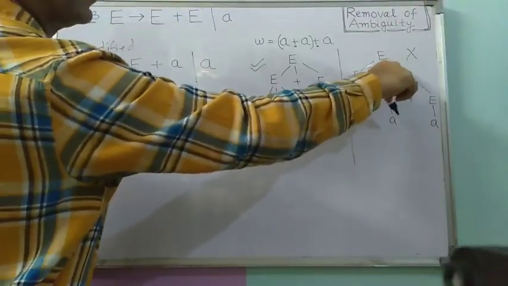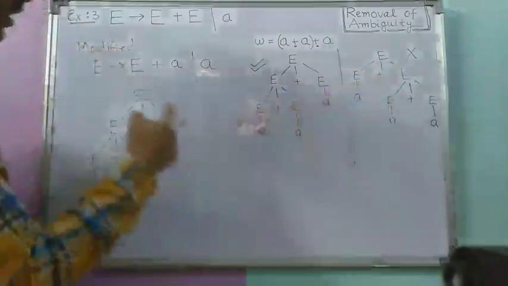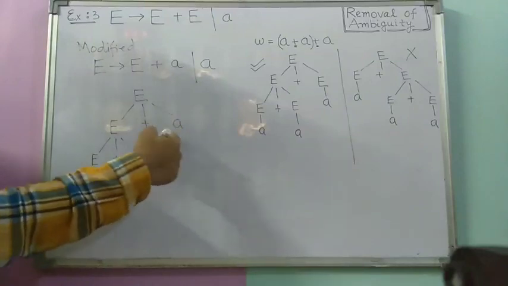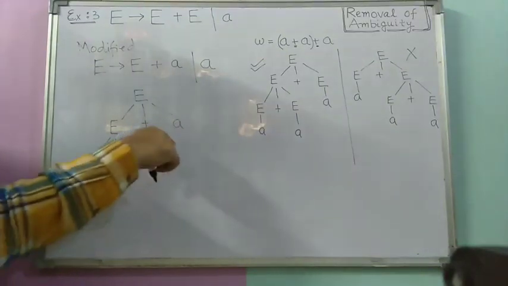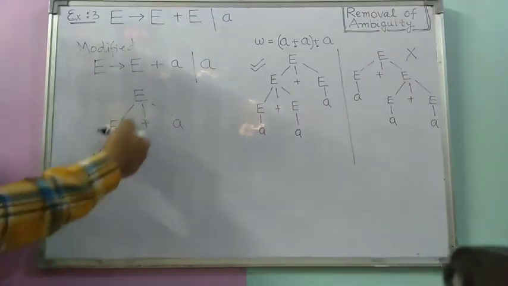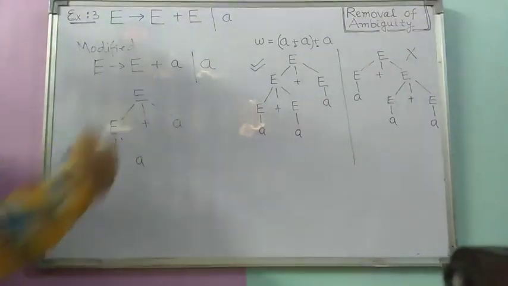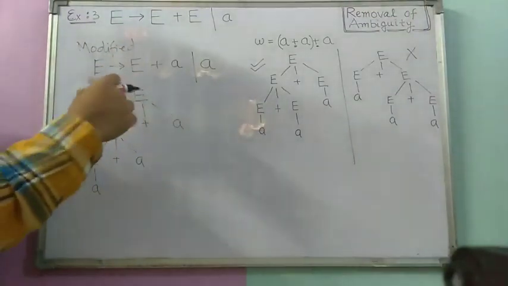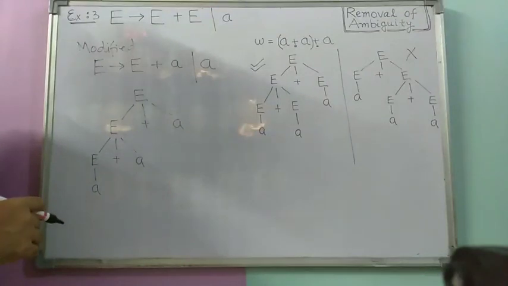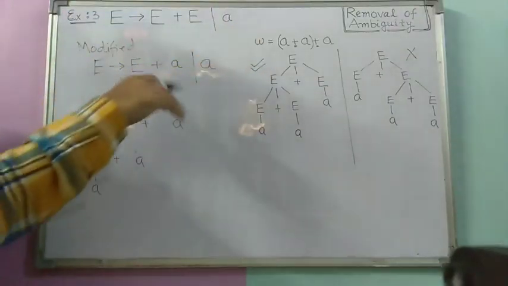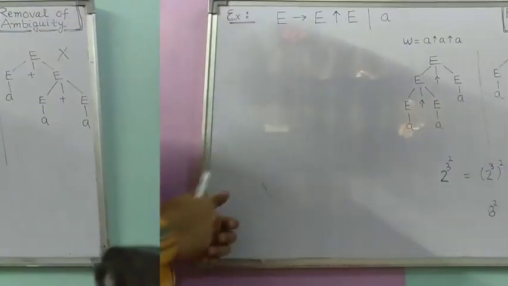Because of the presence of this right recursive E, which is not present here, on the right hand side we cannot expand. So we will be expanding only in the left direction. This kind of structure we will be getting, and we will get an unambiguous grammar. This is also known as the associativity problem. If the problem is left associative, we will keep the left recursion. If the problem is right associative, we will keep the right recursion.